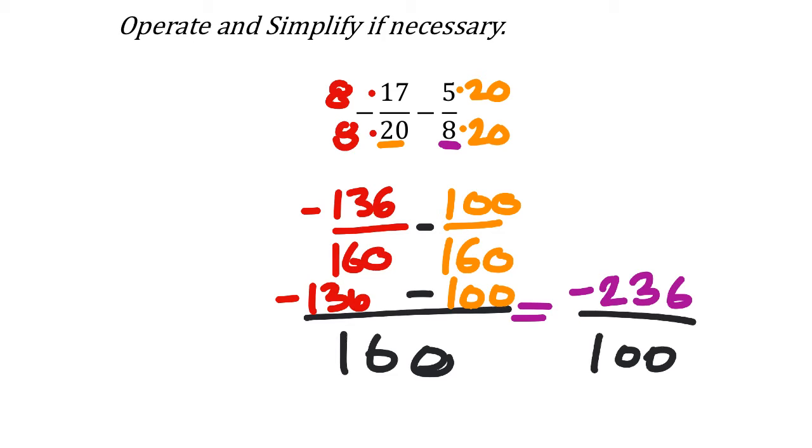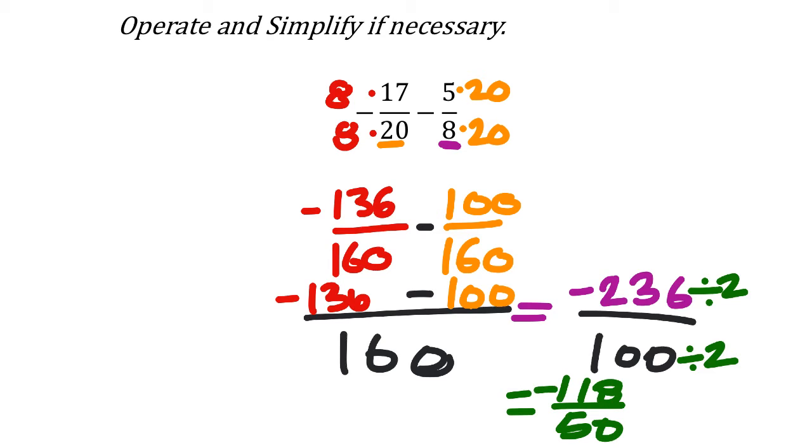Of course, you could use basic methods for simplifying, right? You could say, well, I can see that both of these are divisible by 2. And then I'd get negative 118 over 50. It's a negative, by the way. And then, well, this is still divisible by 2. So here we go. It's a negative 59. Let me fix my handwriting there. Negative 59 over 25.